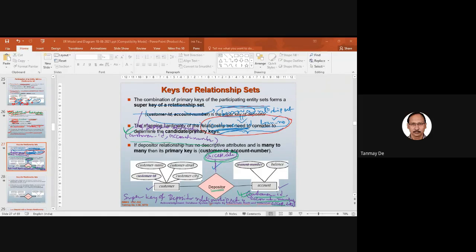Now some of the relationships that appear non-binary may be converted. Sir, again your slides are not visible. We are still on keys of relationship sets. Sir, the AB part is not visible at all. We are still on keys for relationship sets, sir. And sir, we have a class now also.